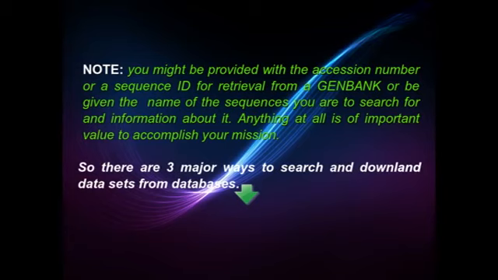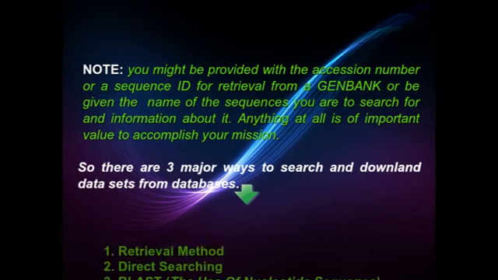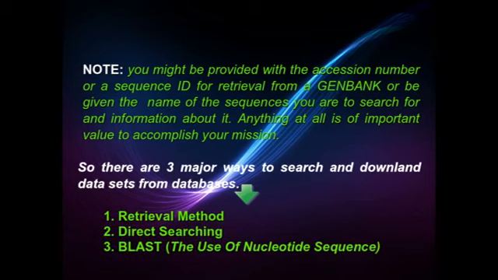There are three major ways to search and download data sets from databases. Now we're talking about searching of data on databases. Number one, we have the retrieval method. Number two, we have direct searching, and number three, we have BLAST, the use of a nucleotide sequence or protein sequence.